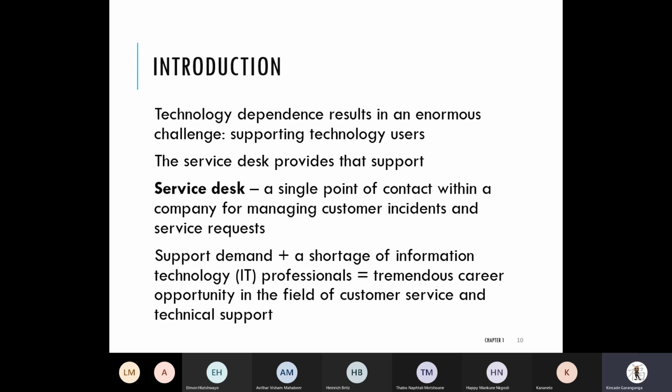So obviously, the demand for support, plus naturally the shortage of ICT professionals, presents a tremendous career opportunity in the field that deals with customer service environments at large.